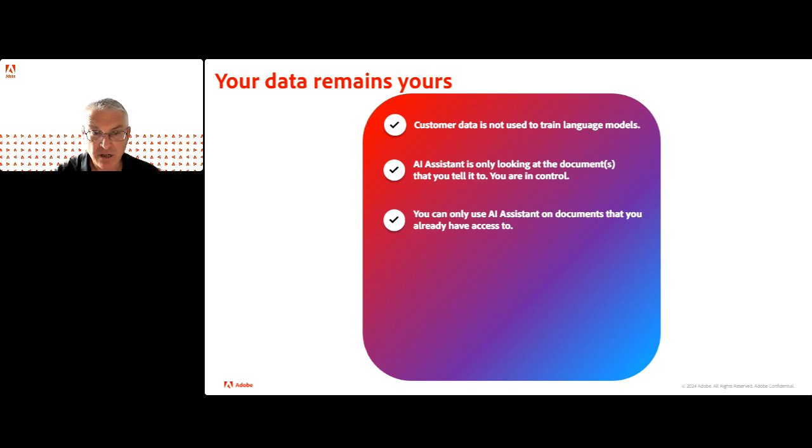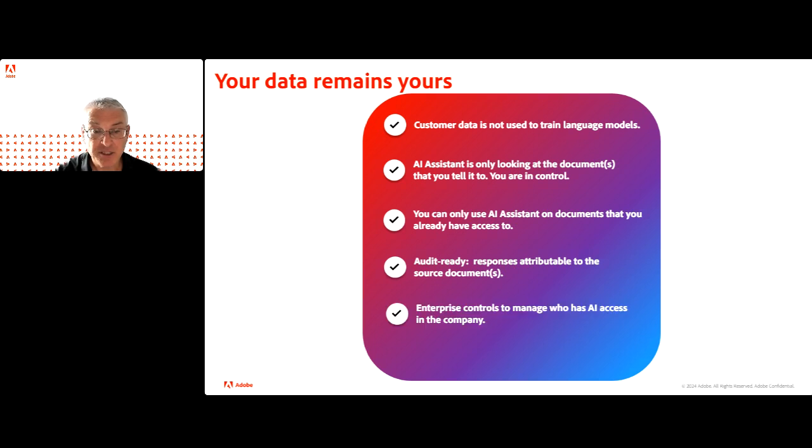You can only use it on documents that you already have access to. So you can't use the AI assistant to open up a document that you don't have permissions to see. And then every response that comes back from the AI system is attributable to the source document, not to anything else. So we're not trawling the web, we're not trawling files across your file system. It's all self-contained within the document, and the results come from that document. And as I mentioned, enterprise controls, so you can only see it if you're allowed to see it.